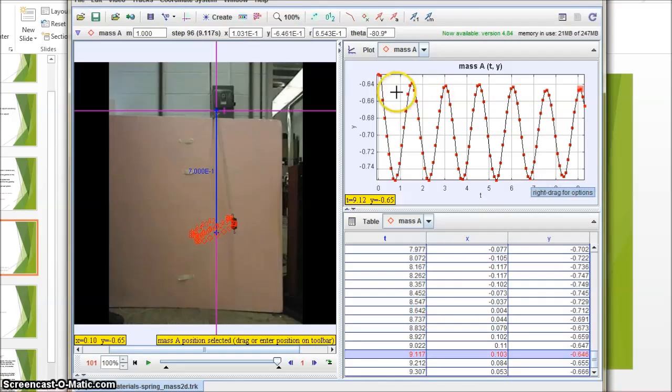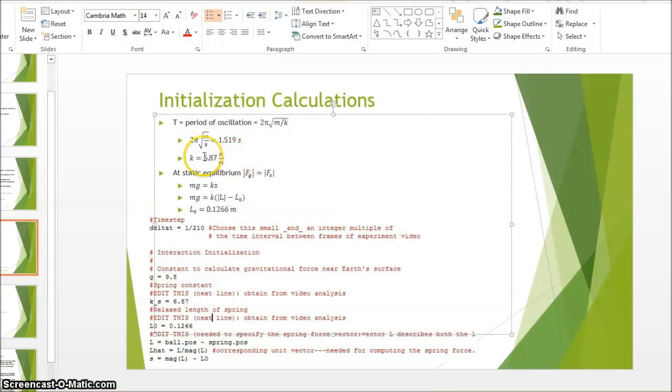We can see that one period of oscillation is equivalent to this time interval from here to here. If we go all the way to the very end right here, and then divide this by 1, 2, 3, 4, 5, 6 times, we'll get our period. From here we can figure out the spring constant, and we also need to know L naught, which is the original spring's length without being stretched. We can calculate that at static equilibrium, and then we can see how all of this goes into our coding here.